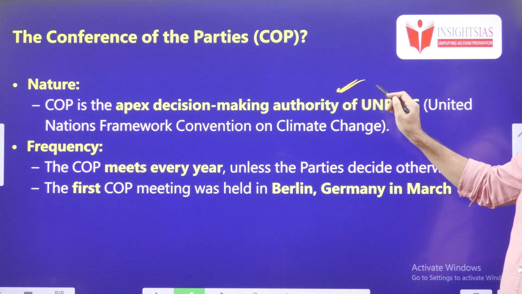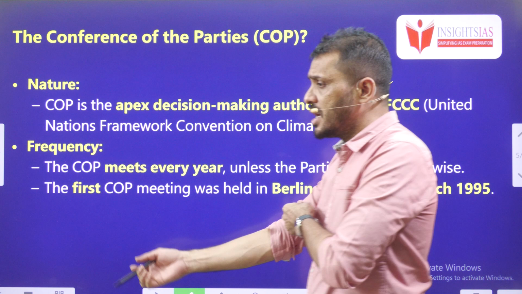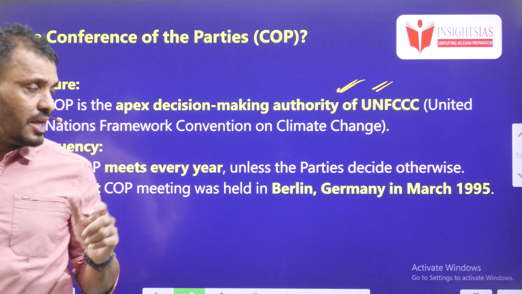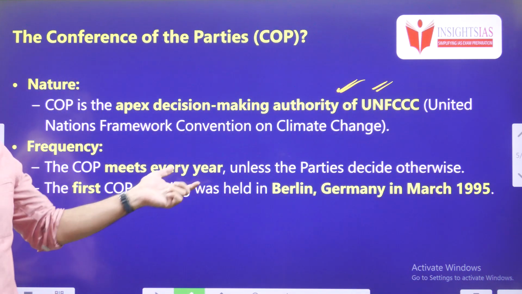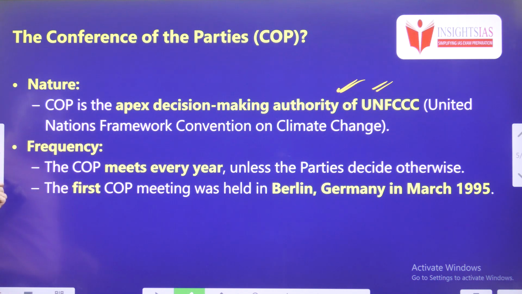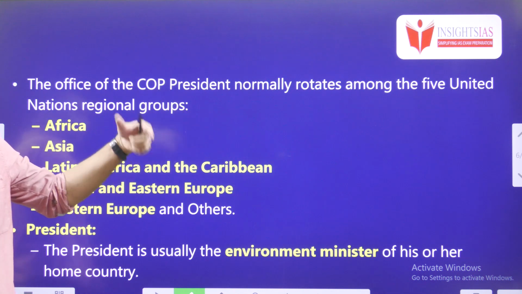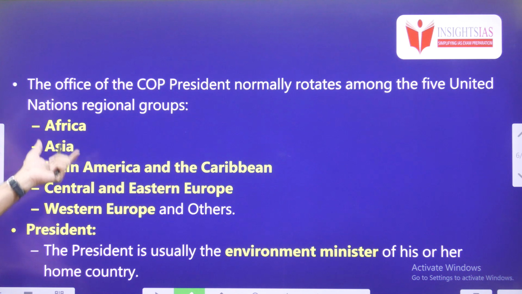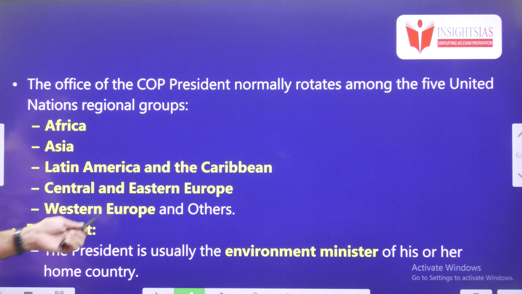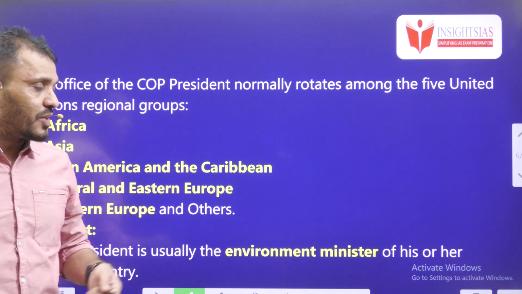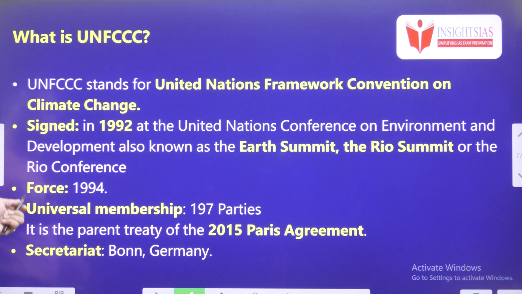COP is the apex decision making authority of UNFCCC. COP meeting generally happens every 1 year. The first COP meeting was held in Berlin, Germany in March 1995. Offices of the COP President generally rotate among the 5 United Nations regional groupings, which are Africa, Asia, Latin America, Central and Eastern Europe, and Western Europe. And the president is usually the environment minister of the particular host country.